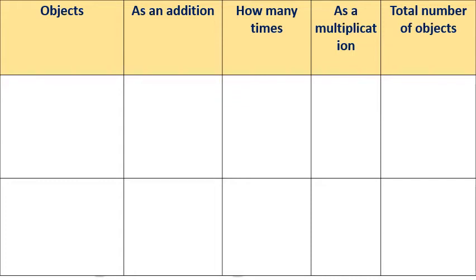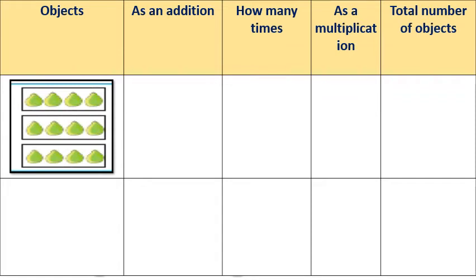Okay. First one. See, you can see here. So many fruits are there. Means 3 rows are there. In each row 4 fruits are there. So we are going to add 4 three times, isn't it? Okay. Now how many times is 4 there? We have written 3 times. Means 4 we have written 3 times. As a multiplication, how to write? 4 3s are, isn't it?